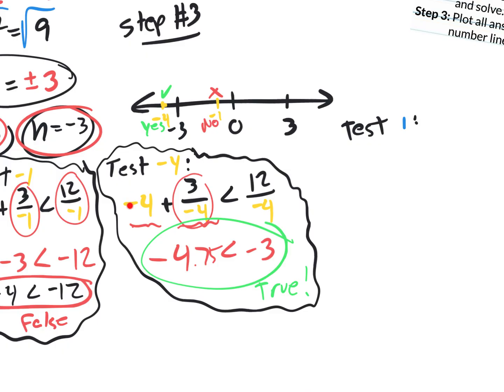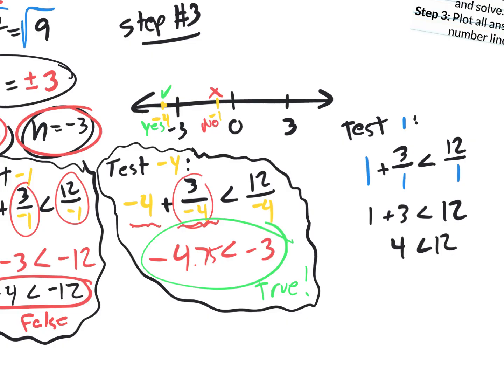Let me change colors here. Wherever there was a yellow -4, I'm going to put now a blue +1 right there. So it's going to be 1 plus 3 over blue +1, and that should be less than 12 over blue +1. It's really easy to divide by 1. So what do we really have here? We have 1 plus 3, because 3 divided by 1 is 3, is less than 12. So is 4 less than 12? Yes. So that's true. That means that by us testing the number 1, it worked. So green check mark, or you would say, yes, my answers are between 0 and 3.